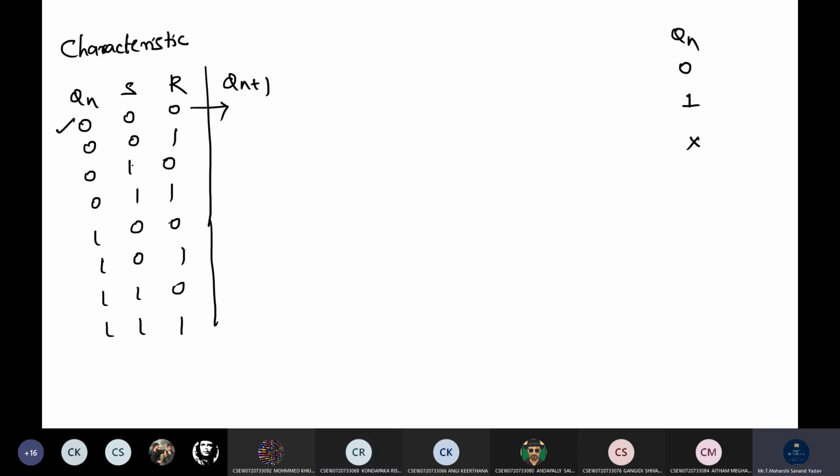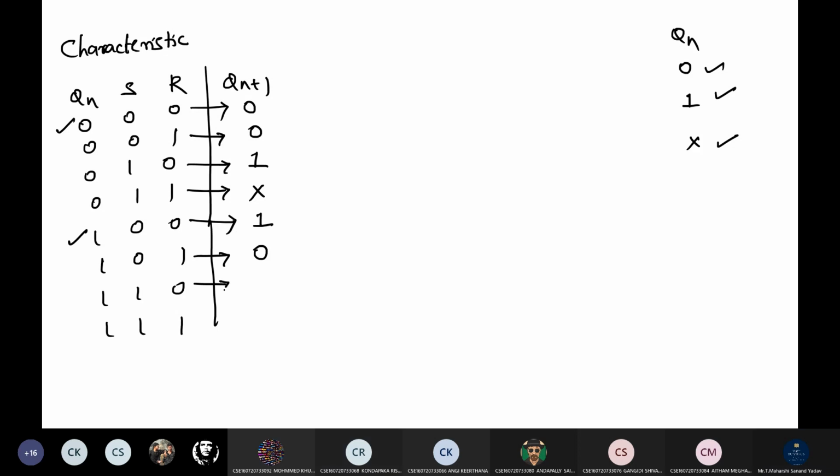So what is the value of Qn here? 0. So first it will be 0. Next it will be by default 0, 1, don't care only. So 0, 1, don't care. Next here it depends upon Qn. What is the value of Qn? 1. It is 1. Again 0, 1, don't care.